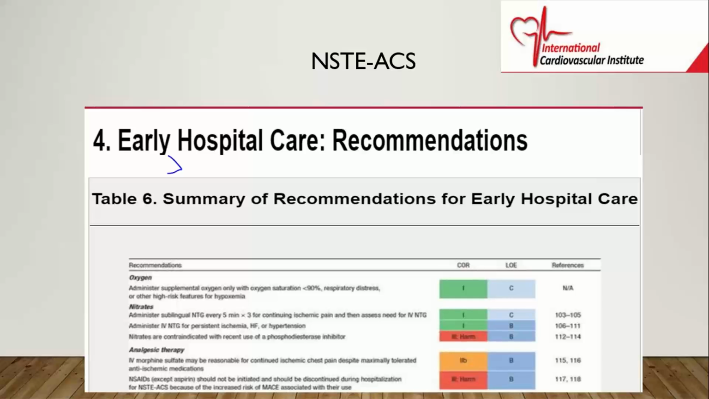So early hospital care: everything in green you have to do. If you don't do green, you're liable. Okay, so you can see class 1 indication. You have to give the patient oxygen. If they are having chest pain, you should give them nitrates: sublingual nitroglycerin, IV nitroglycerin. Where you see red, that's danger. If the patient took Viagra or Cialis or anything like that, you don't want to give them nitroglycerin, you will kill them. So anything in red you stay away from, okay?